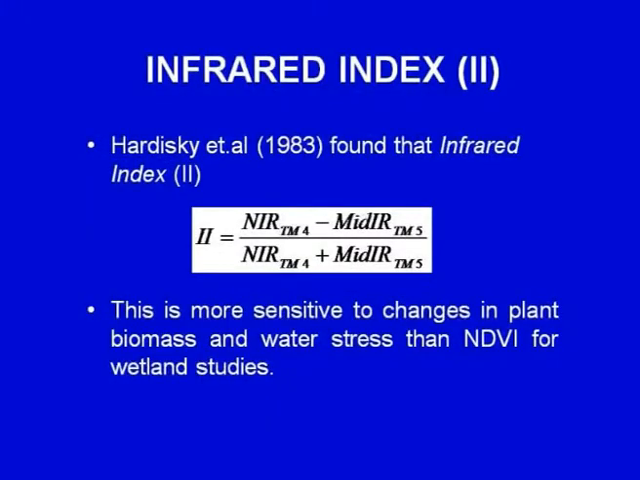Another index which is known as the infrared index, or in short II, was developed by Hardisky and his group of investigators in 1983, wherein they took the NIR band of the thematic mapper and took its difference from the middle infrared region, that was the TM5 band, and took its division with the sum of the two bands. It was found that this is more sensitive to changes in plant biomass and water stress than NDVI for wetland studies.